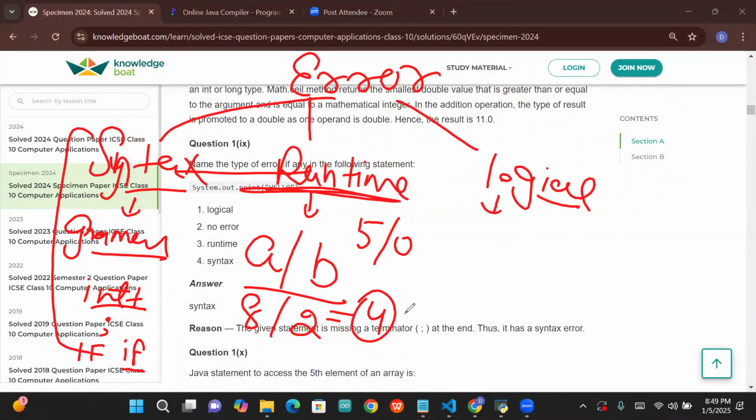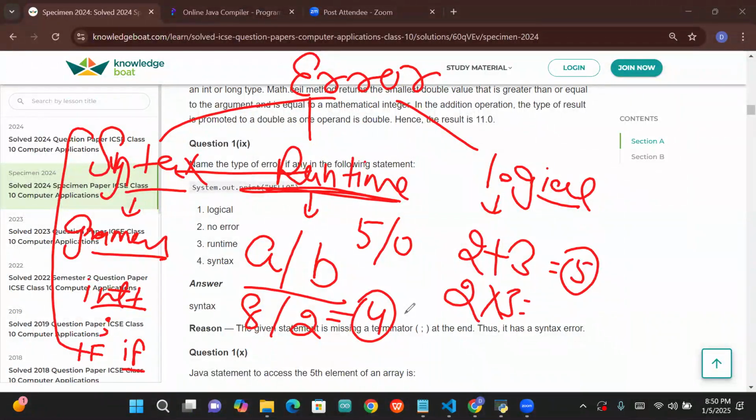Now coming to the logical error. Logical error means your logic is not correct. You are not getting the right output. Your program will run completely fine and no error will come here, but you will not get the desired output. I asked you to do 2 plus 3. The answer should be 5, but you are doing 2 into 3 and your answer is coming 6. Now there is no error, right? Your program will run completely fine, but you are not getting the desired output, because your logic is not correct. So that is a logical error.